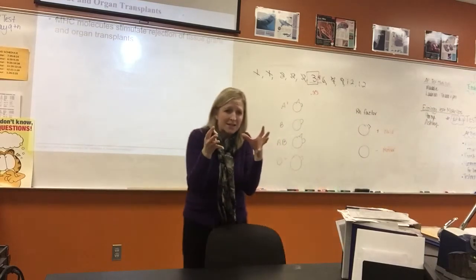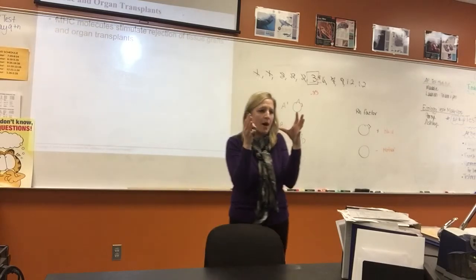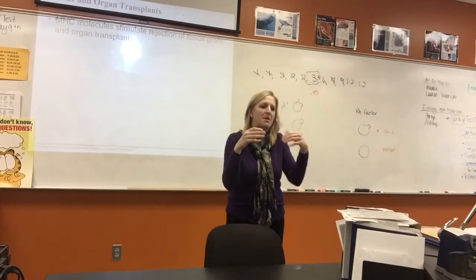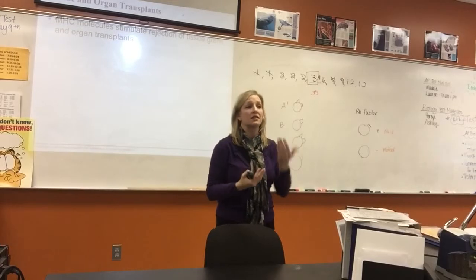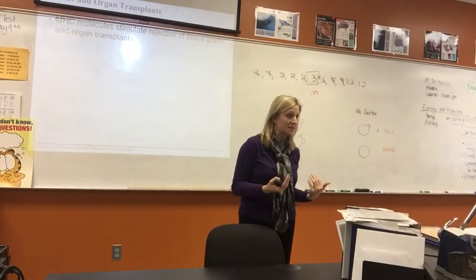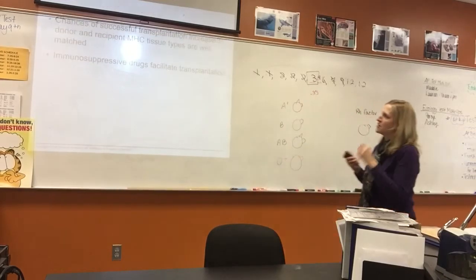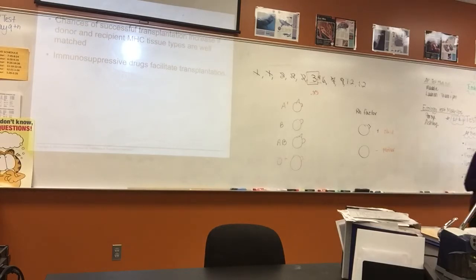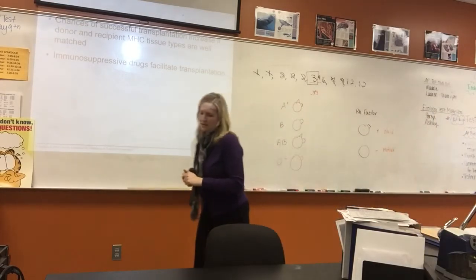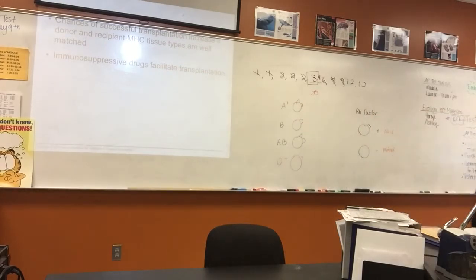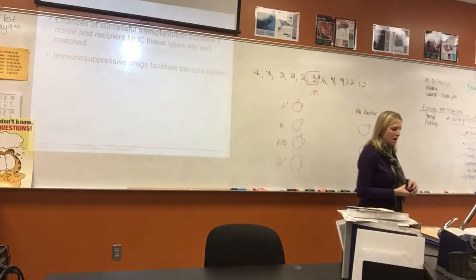And so they get the closest matches possible because that's going to make it less likely that the person receiving the organ is going to launch an attack against it. And then, to help with the acceptance of the organ, they also give them drugs to suppress their immune system so their immune system won't launch an attack. And so that's what the next two bullets are. Chances of successful transplantation increase if donor and recipient MHC tissue types are well matched. And they give these immunosuppressive drugs that facilitate transplantation. This could be organ, tissue types. Some people get bone marrow transplants and so on, and so they have to match them up.